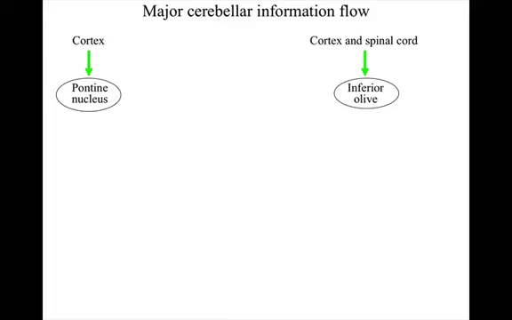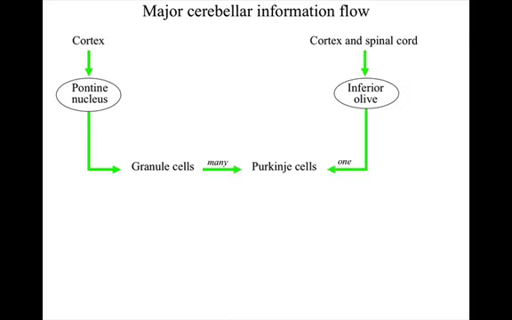Now, let's step back and summarize the connectivity of the cerebellar system on a somewhat larger scale. The major inputs to the cerebellar system come from the cortex and also from the spinal cord via the pontine nucleus and the inferior olive. Each granule cell gets inputs from a small number of neurons in the pontine nucleus, but one Purkinje cell gets inputs from 100,000 or more granule cells. One Purkinje cell gets inputs from just one inferior olive neuron.